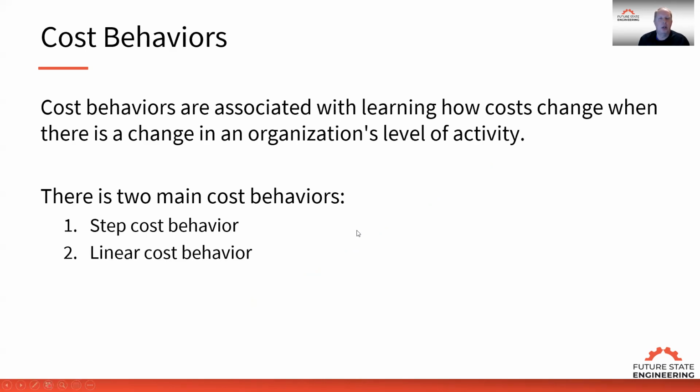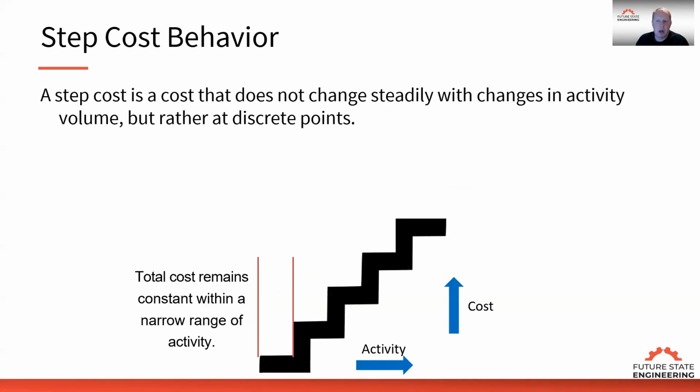So we can look at these two types of costs, and then we can understand how they behave in the organization. So I've seen two types of cost behaviors. One is a step cost behavior, and one is more of a linear cost behavior. So what's the difference in the two? So a step cost is fixed for a short period of time, and then as the activity increases, the cost steps up in a stepwise function like you see here on this graph.